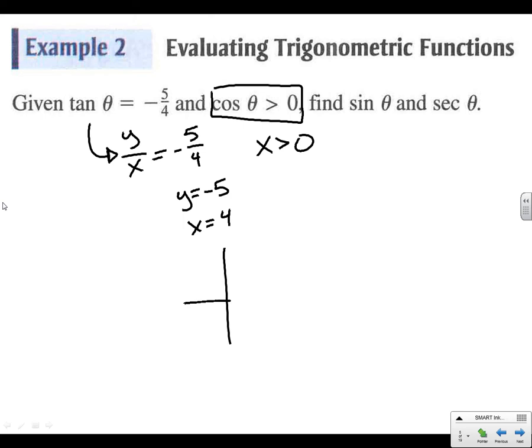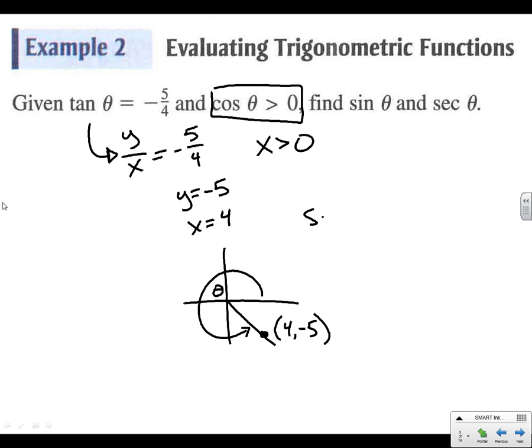So that's going to be down here in quadrant 4. My angle would be spinning all the way around here. That's our theta, and to get there, we end up at 4, negative 5. And so we can find sine and secant.